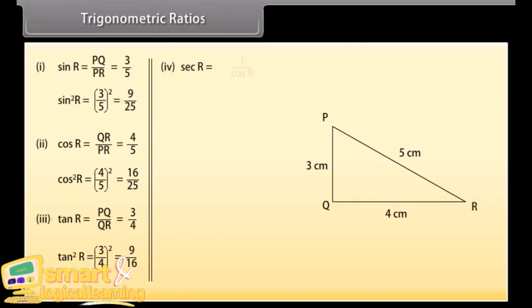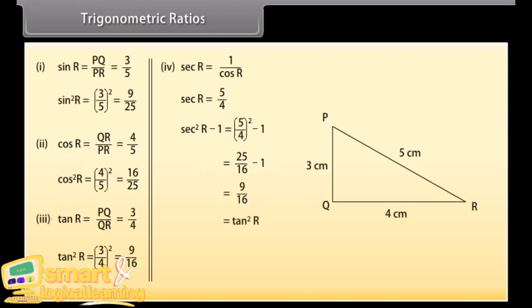Sec R is equal to 1 upon cos R, which is 5 upon 4. Sec square R minus 1 is equal to 5 upon 4 whole square minus 1, which is equal to 25 upon 16 minus 1, which gives 9 upon 16, which is tan square R.